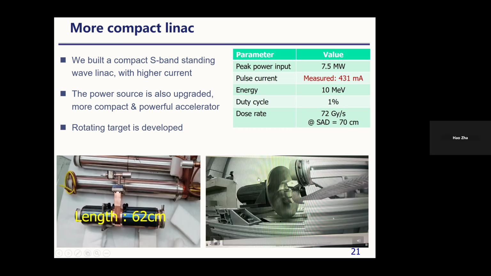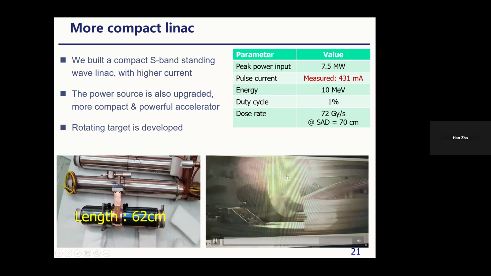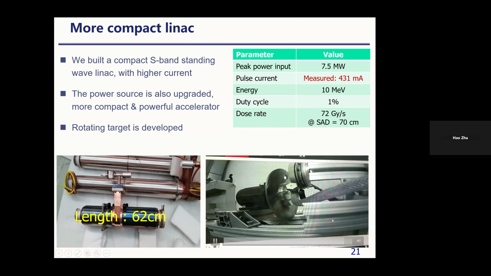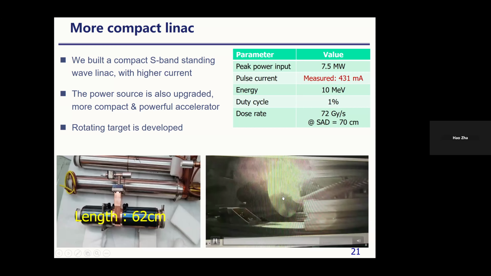And this is an animation showing what happens if the rotating target does not rotate. You can see the heat is so huge that when the beam is on, within 1 second the tungsten would be heated to its melting point. So we need the target to be rotated.